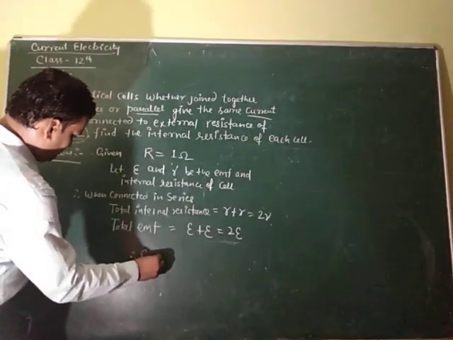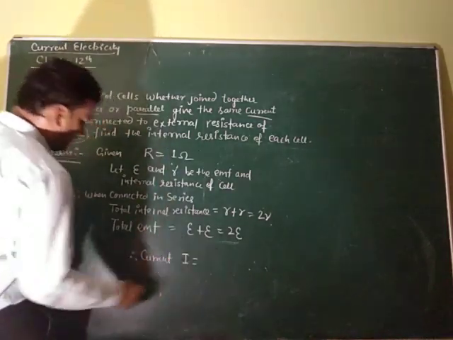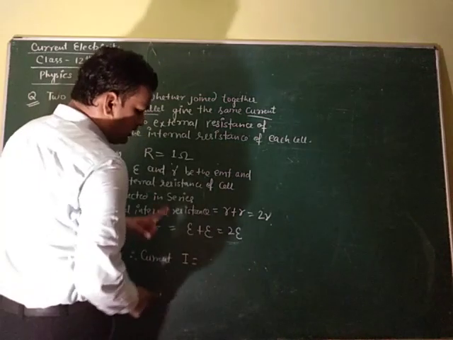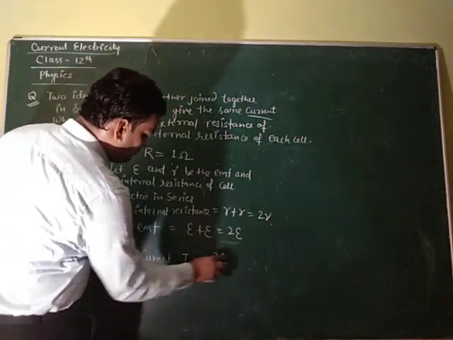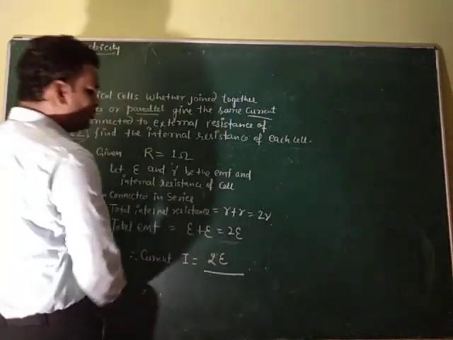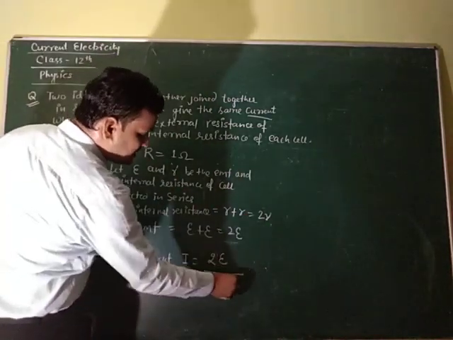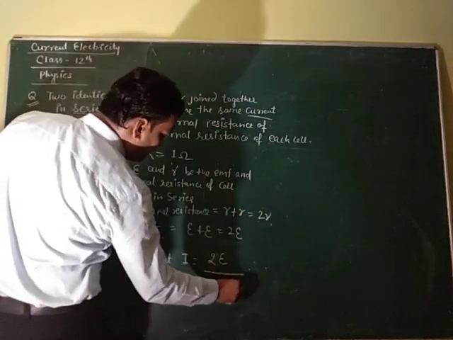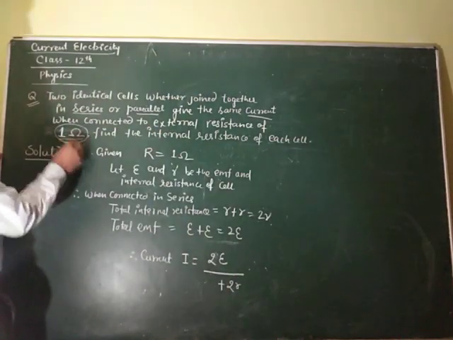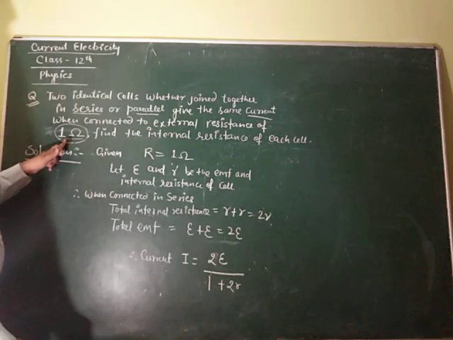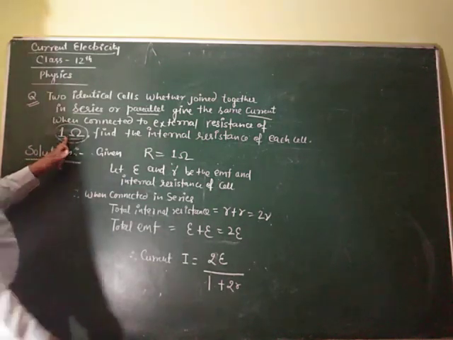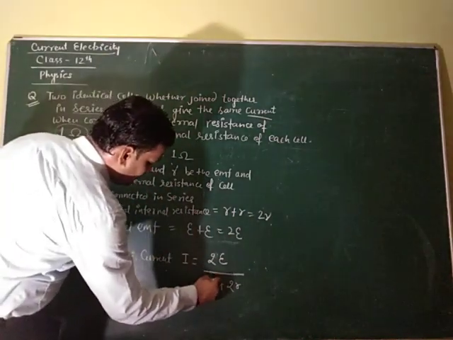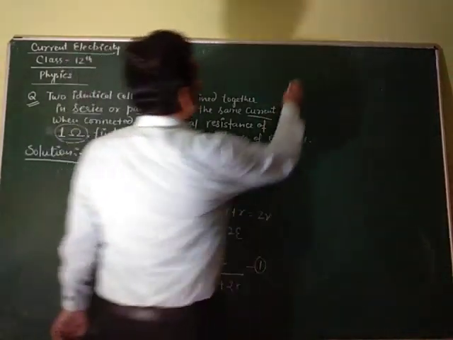Therefore current is equal to, and here we are writing only I, because I is the same in either series or parallel. So I is equal to total EMF by total resistance. Total EMF is 2E, divided by total resistance 2r plus R. Here N means the number of cells. What is capital R? Capital R has a value of 1 ohm. So using this formula we have this equation number 1.